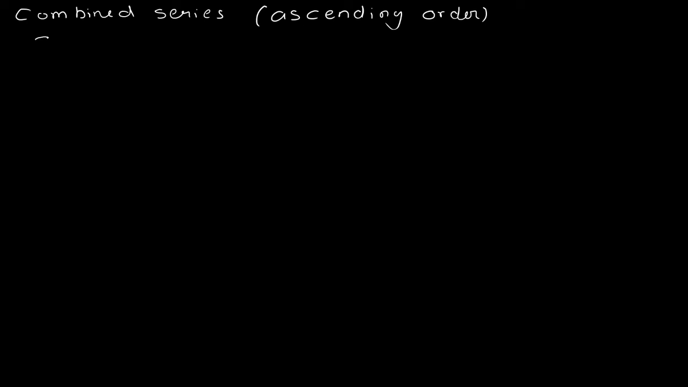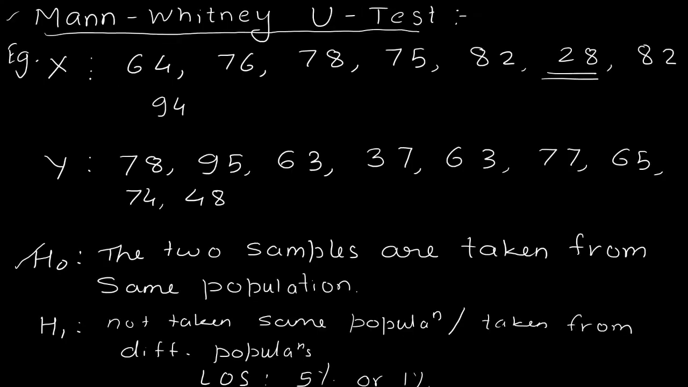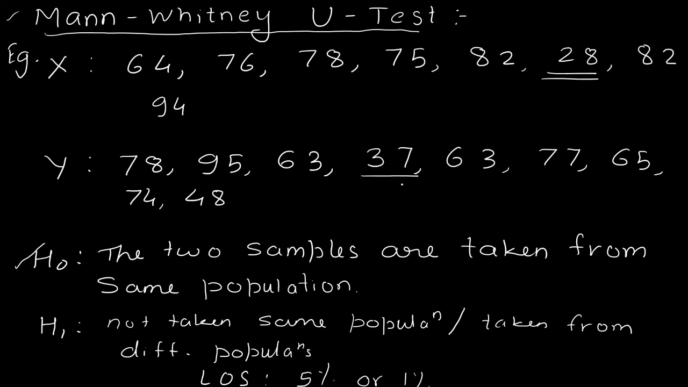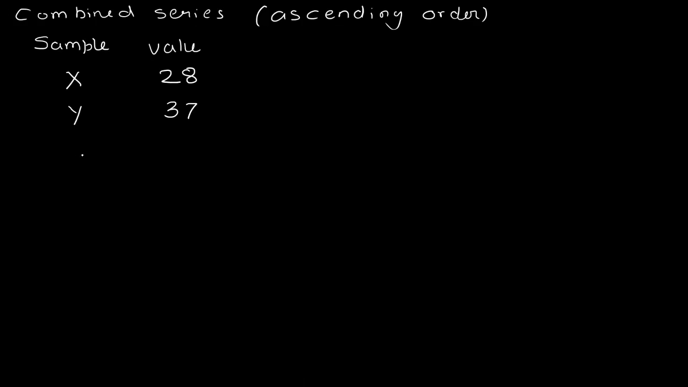Now I will mention the sample and the value. This value is the smallest value and it belongs to my sample x. After 28, the next smallest value is 37 and that belongs to sample y. So from sample y I have 37. Now after 37, the next is 48. That also belongs to y, therefore 48.